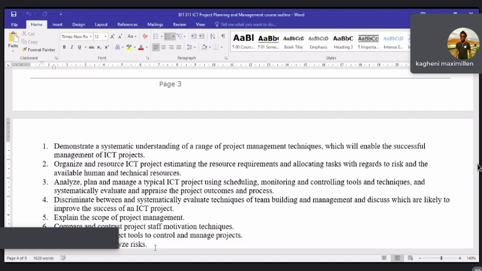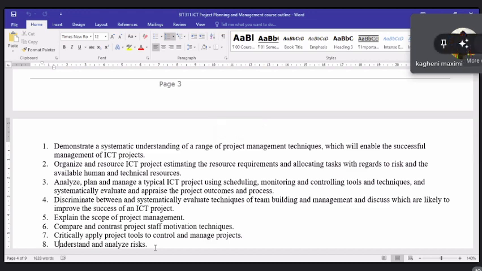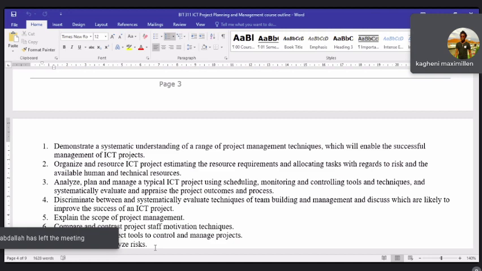Be able to organize and resource an ICT project, estimating the resource requirements and allocating tasks with regard to risk and available human and technical resources. Project estimation, we shall be able to cover that: to estimate resources, to estimate project duration, to identify tasks on a project, and the risks undertaken on a project and how you can manage those risks.